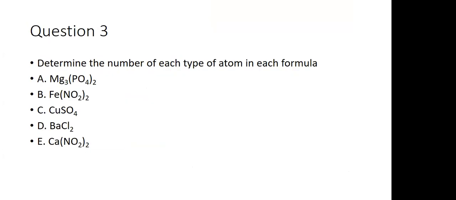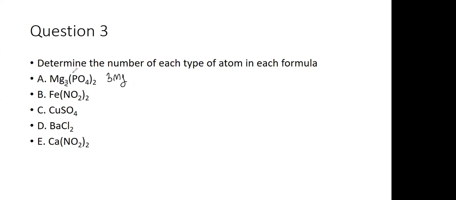So question 3 is simple. I'm just giving you the formulas of our polyatomic ions. I just want you to tell me how many atoms are in each formula. And I'll do A just to show you how this works, right? So we had Mg3(PO4)2. So this 3 for magnesium is saying we have 3 magnesium atoms.